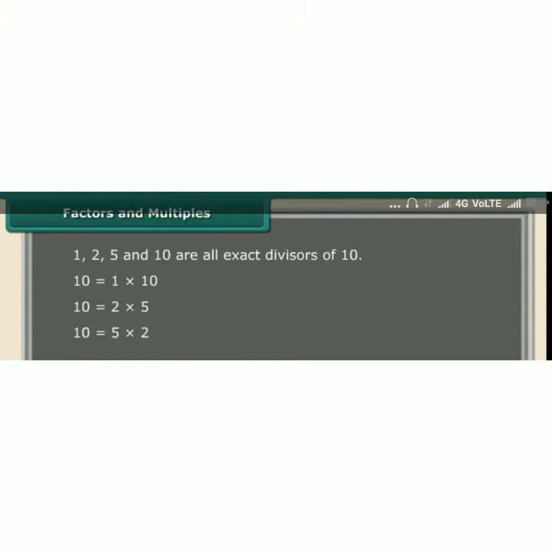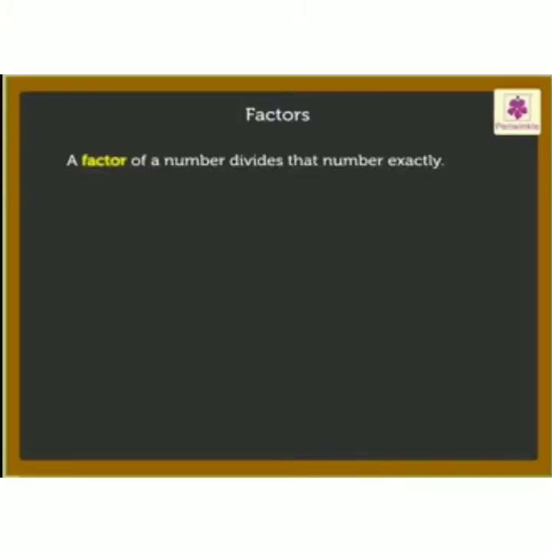So dividing exactly. A factor is a number that divides the number exactly. What is that? A factor of a number divides the number exactly. When the dividend is divided by a divisor exactly, that particular number we call a factor.